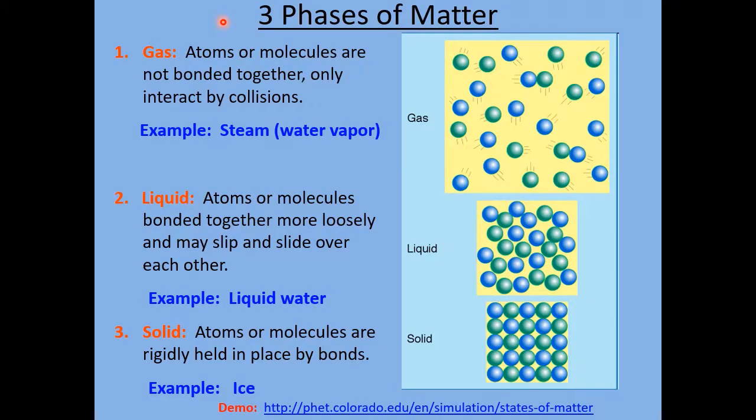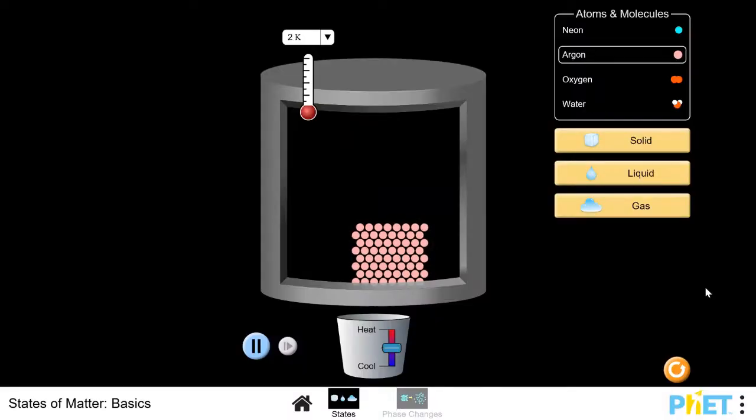So the three phases of matter that we're going to look at are gas, liquid, and solid. The best way to explain this is with a computer simulation, so let's just go right to the computer simulation. This is a computer simulation that demonstrates the states of matter.